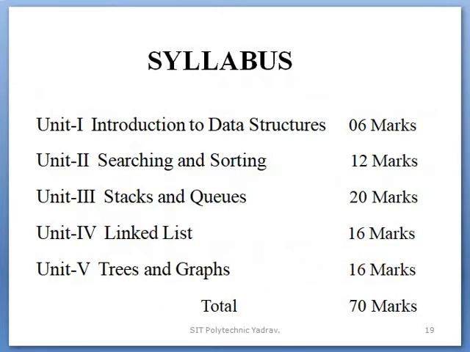Next slide is the syllabus. There are a total of 5 units. In that, the first unit, for 6 marks, introduction to data structures, is already completed. We start the next unit, number 2, searching and sorting, for 12 marks.